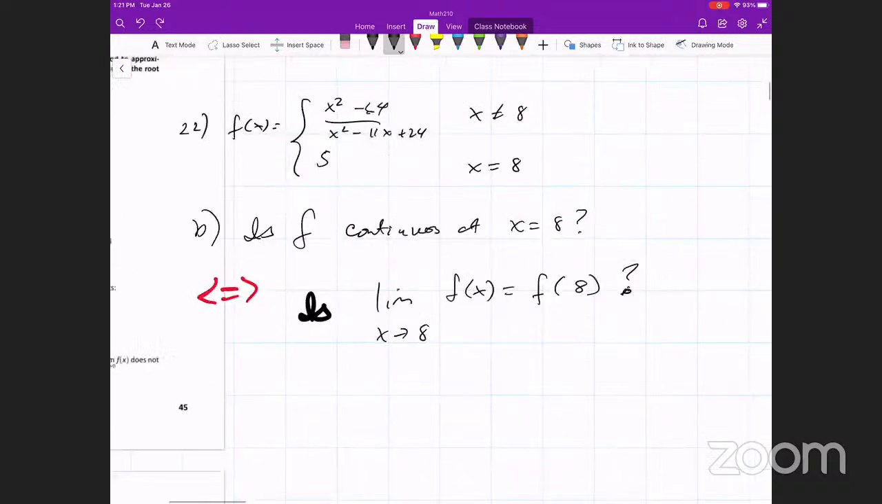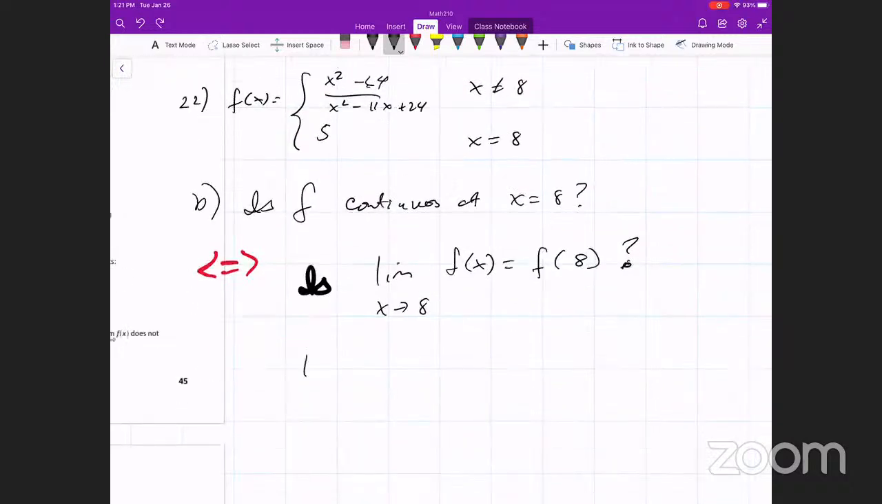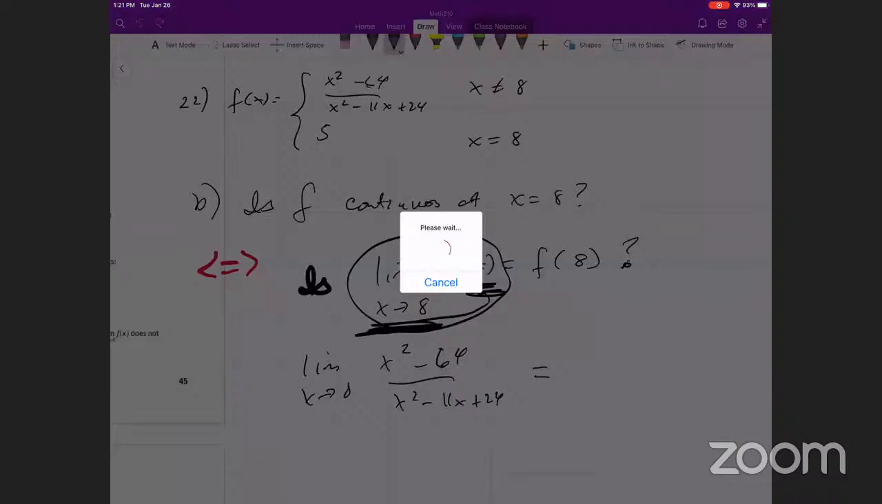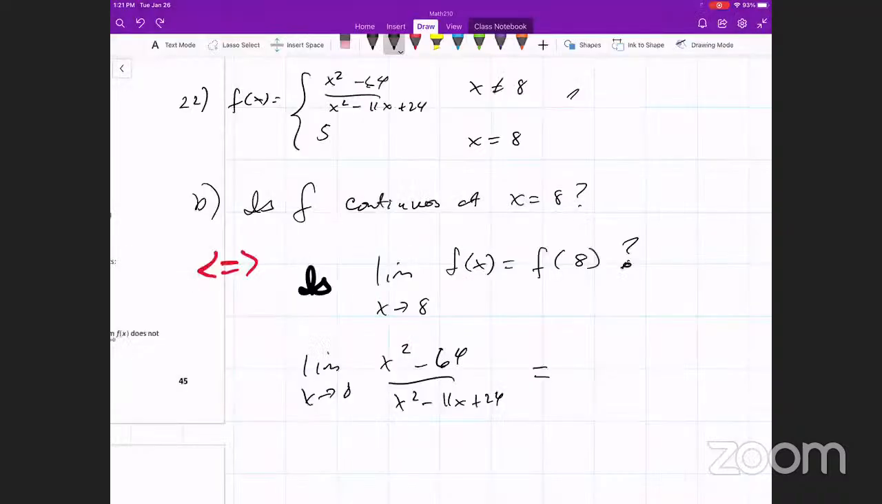And so let's do it. That's the same thing as asking, what's the limit as x approaches 8 of x squared minus 64, all divided by x squared minus 11x plus 24? Because that's what f of x is equal to when x is not equal to 8, but nearby 8. And that's what the limit is asking. And so when I look nearby 8, but not equal to 8, that's this part, right? That's that formula.